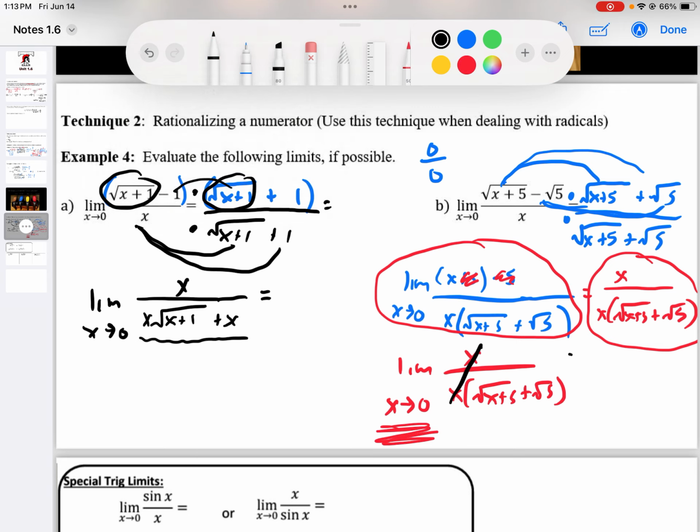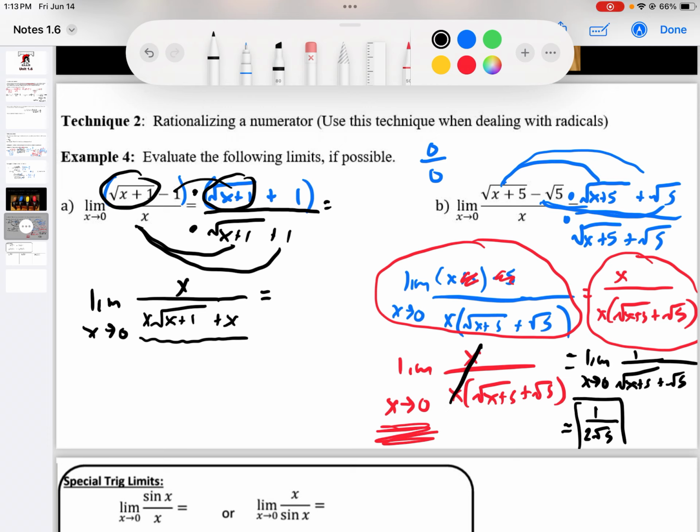Okay, that cancels. And this gives me the limit as x approaches 0 of 1 over square root x plus 5 plus square root 5. Now I can plug in 0. And since I'm plugging in the number, now I can lose the limit sign. So plugging in 0 gives me 1 over 2 square roots of 5, which is our answer.